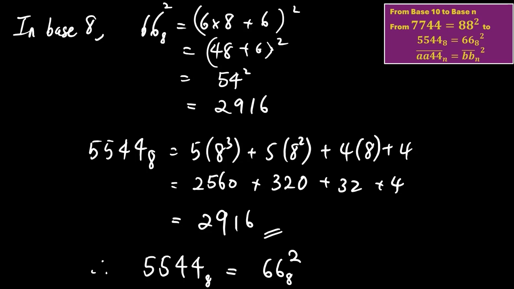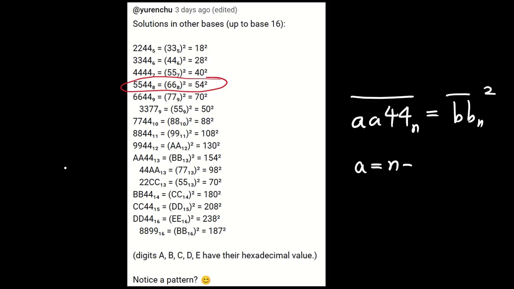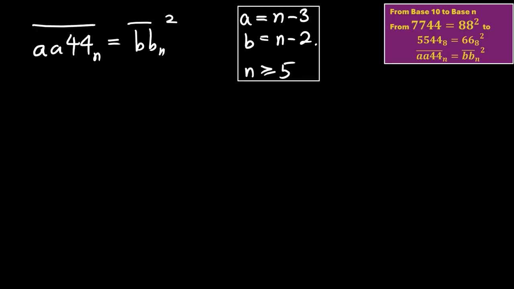That is very interesting. So based on the result listed here, we can come up with a general pattern that aa44 base n must equal some bb base n squared. And in this case, a equals n minus 3 and b equals n minus 2. So obviously, n must be greater than or equal to 5. We shall look at whether this is always true.